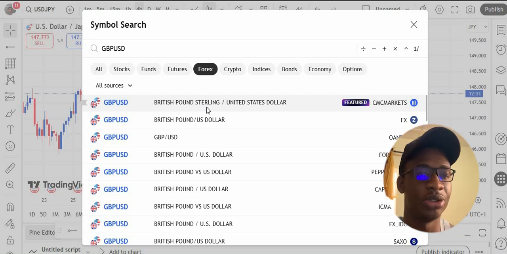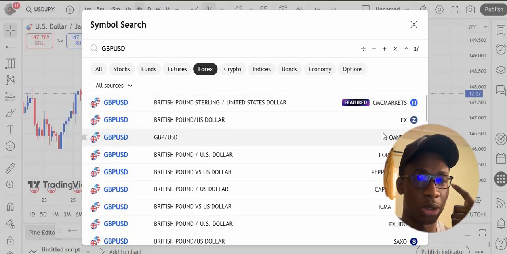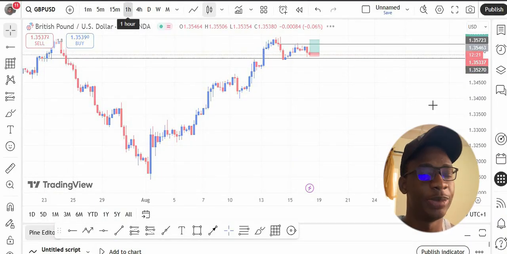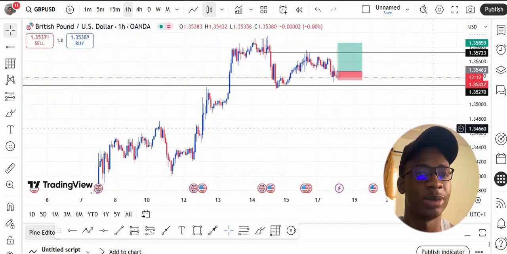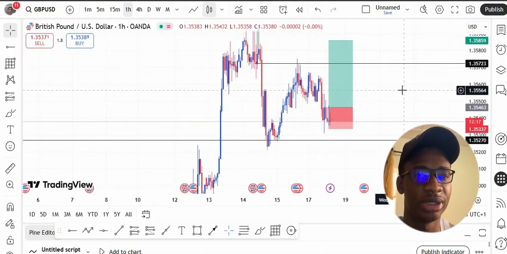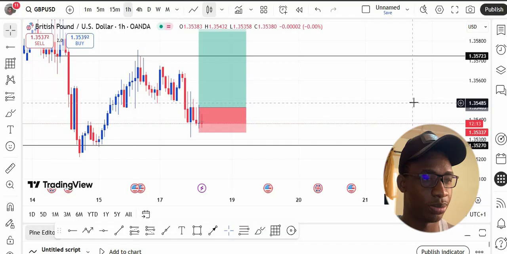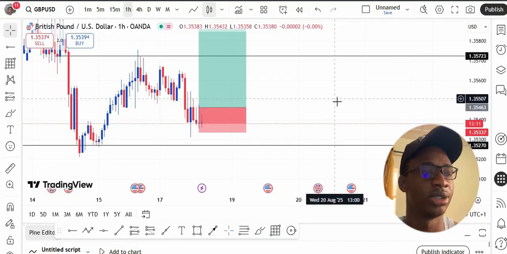Right now I'm going to go to my TradingView, type GBP USD, and I'm going to be using Oanda, because this is the best. This is the one I'm using. I think I'm currently on a trade on GBP USD, and I think I'm running a $70 loss currently.